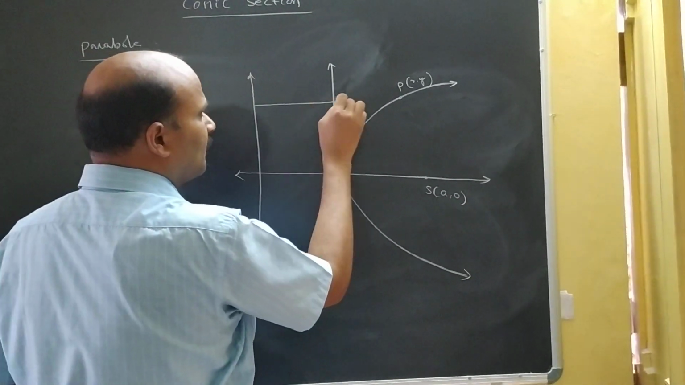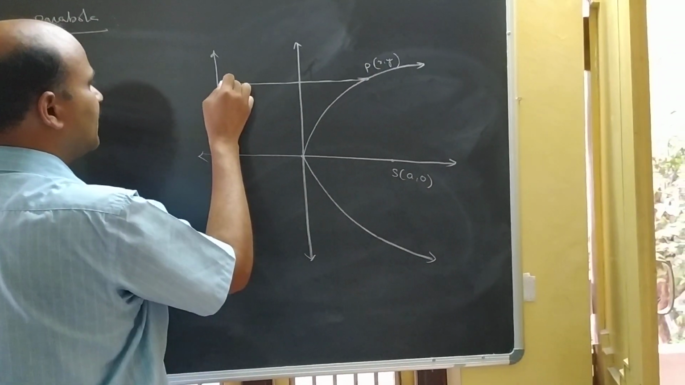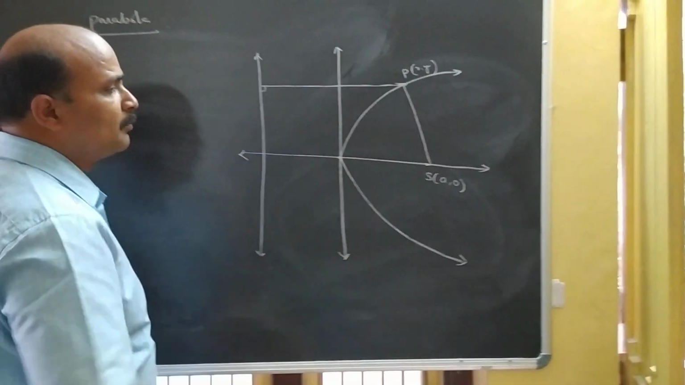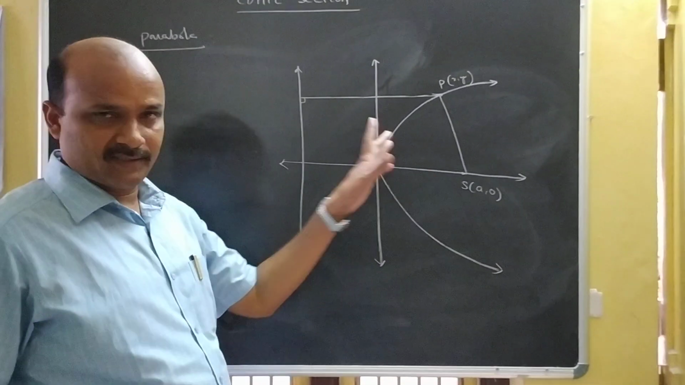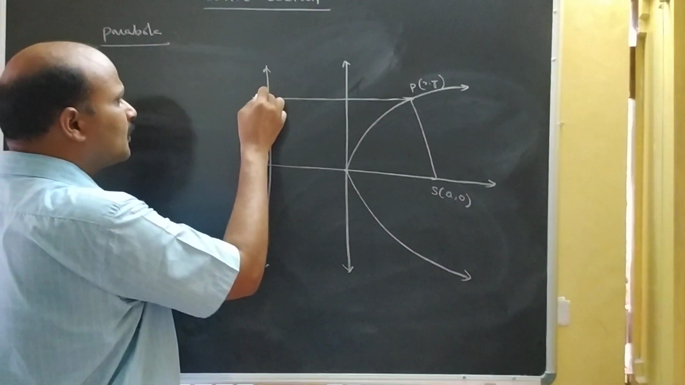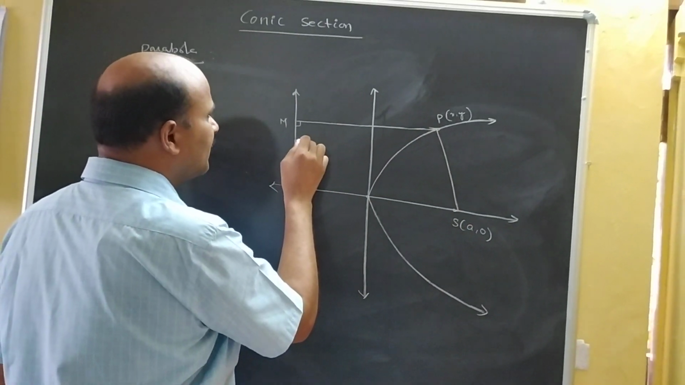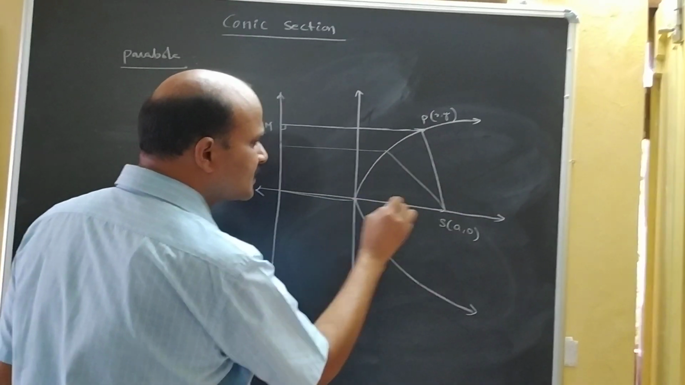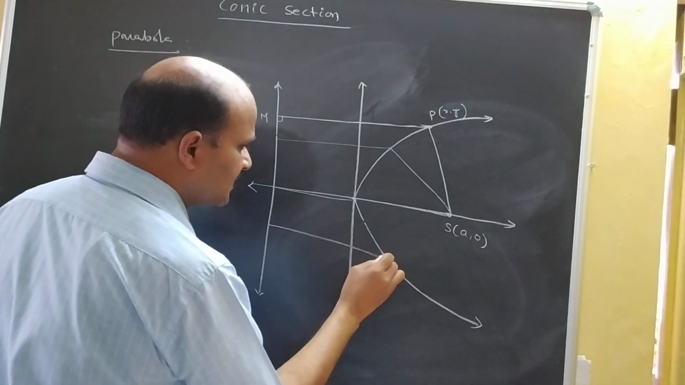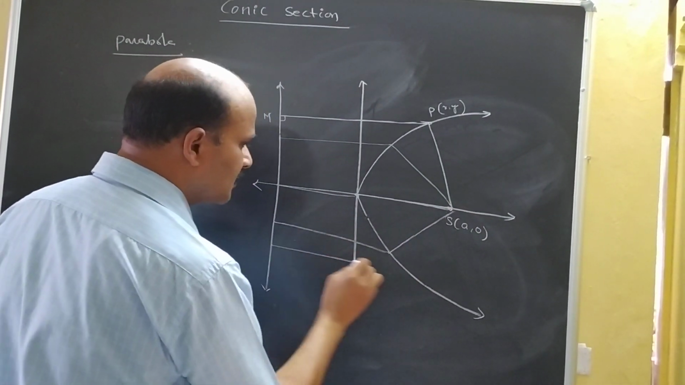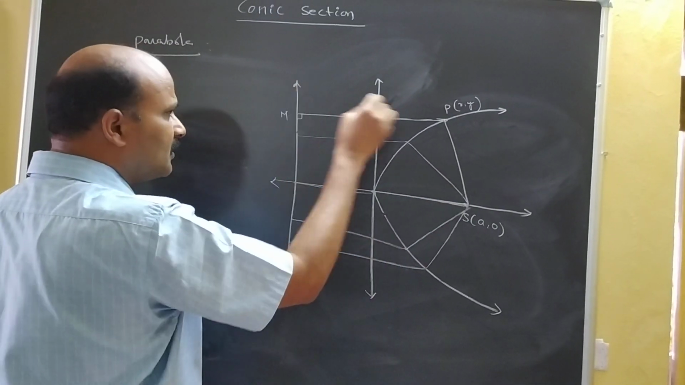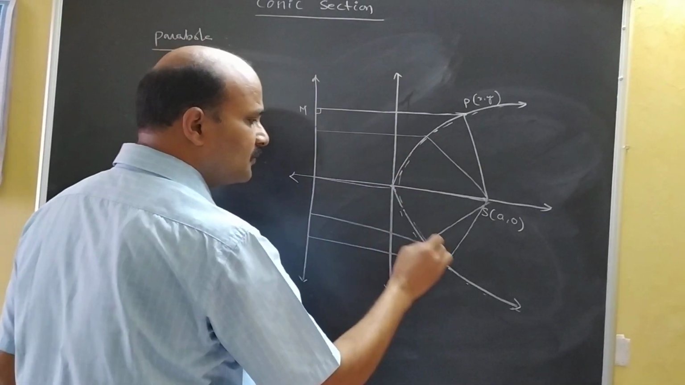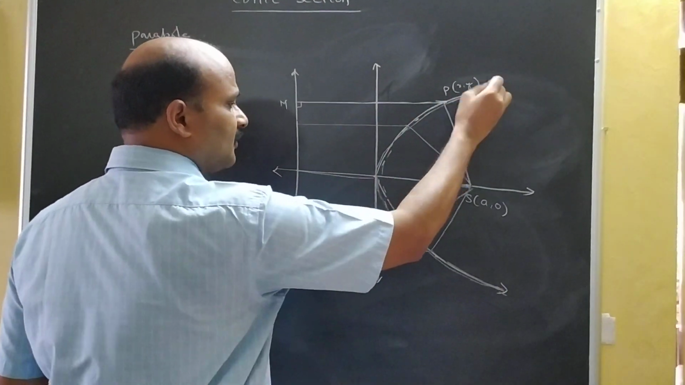The distance from point P to the directrix is equal to the distance from P to the point S. Now PM is equal to PS. Similarly, you can take any point on this, and you will get the same distance. The locus of all these points forms a curve, which is called a parabola.